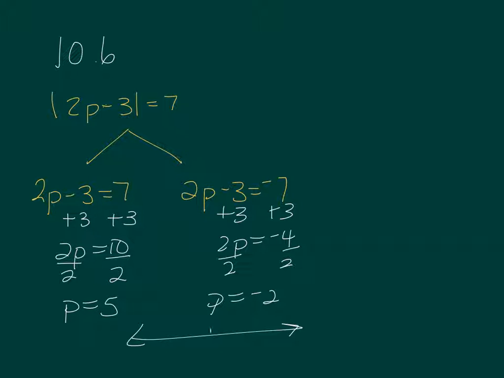If you graph it, plot your 0, plot your 5 with a circle, and plot your negative 2 with a circle. And then that is just it.